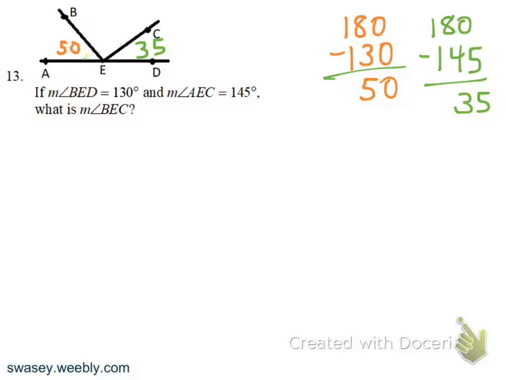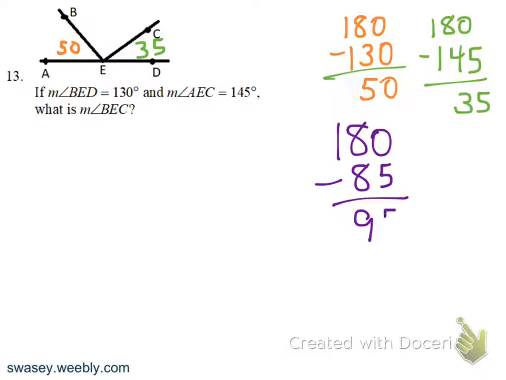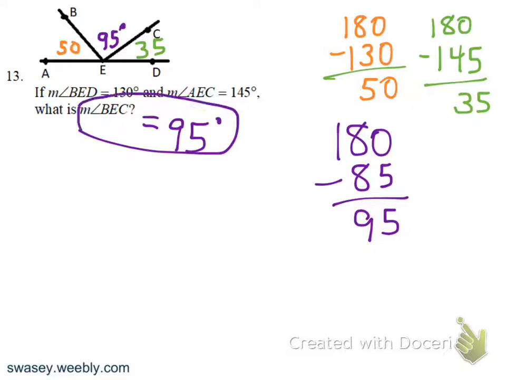So we've got 50 and 35 taken up. So if we add those together, we get 85, and then subtract that from 180. And you get 95 for angle BEC. And that's the one we're trying to find. So the measure of angle BEC, 95 degrees.